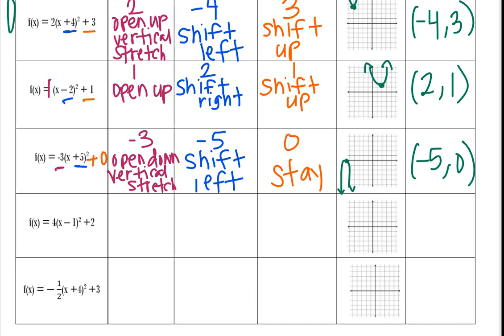The next problem, f of x equals 4 parentheses x minus 1 close parentheses squared plus 2. My a value is a positive 4. Because it is positive, it's going to open up. And 4 is greater than 1, so I have a vertical stretch.